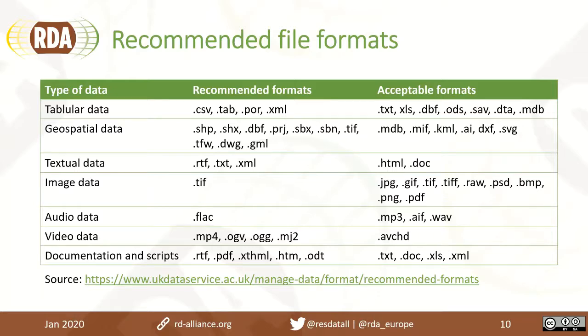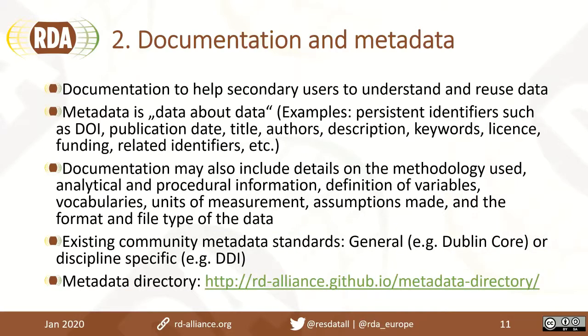Okay, next section in the data management plan is the documentation on metadata. This is important because this documentation helps secondary users to understand your data, and only if they are able to understand it, they can reuse it. What is metadata? The most simple definition is that this is data about data. So an example of metadata is the persistent identifier that comes with your data. For example, if you publish your data set on Zenodo, you get this DOI.